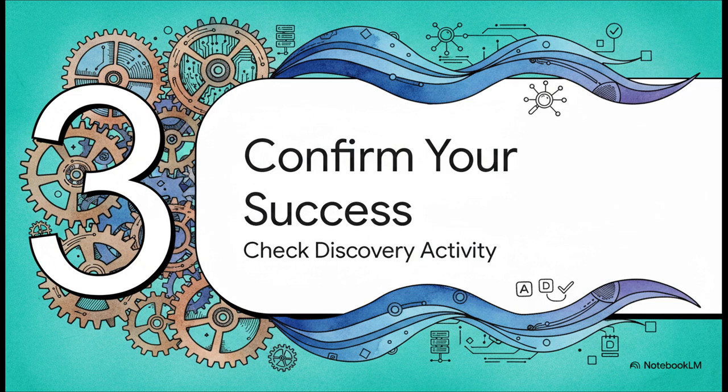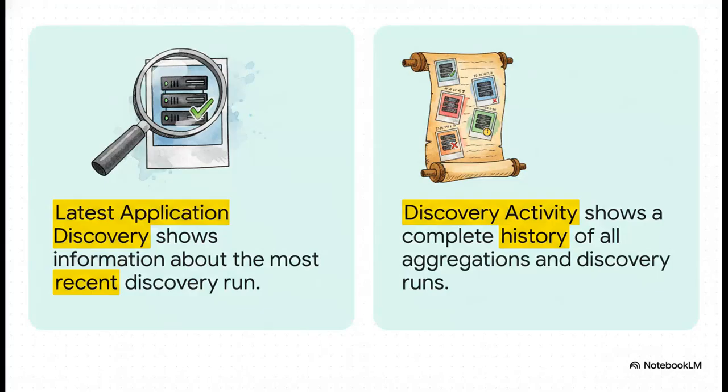Awesome. So you've set it all up, but how do you know it's really working, right? You don't want to just set it and forget it and hope for the best. Verification is absolutely key. So let's take a look at how you can confirm your new automated schedule is running just like clockwork. To check on your scans, there are 2 main places you want to look. For a quick snapshot of the very last run, head over to Latest Application Discovery. But if you want the full story, the complete history to confirm your schedule is running consistently over time, you'll want to check Discovery Activity. Think of it as your complete audit trail for discovery.